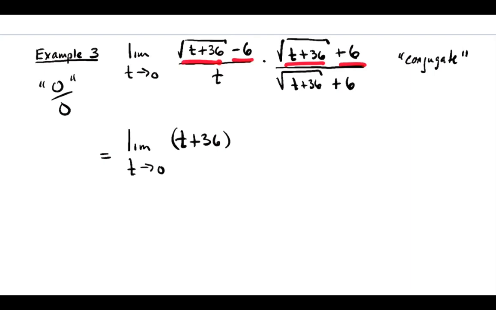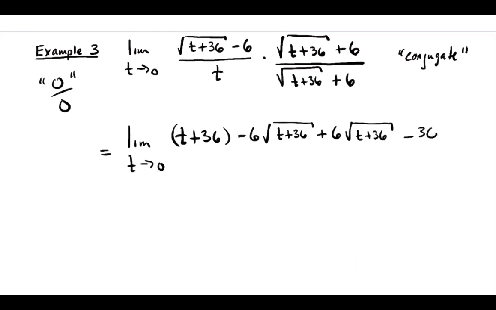That's why the conjugate is kind of nice. Those cross terms will always cancel. That's what switching that sign does. So I'm going to get negative 6 times that square root, and positive 6 times that square root. Finally, I have to multiply negative 6 by positive 6. That's going to give me minus 36. So there's our numerator before we simplify it.